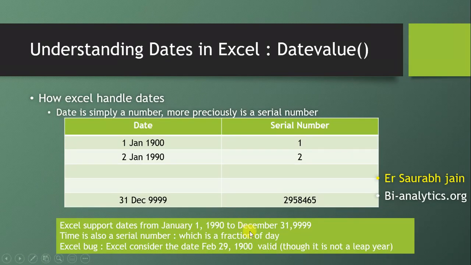Excel supports dates from January 1, 1900 to December 31, 9999. There is also a serial number which is a fraction of a day. Time is also a serial number which is a fraction of a day, and Excel considers the date February 29, 1900 as a leap year, though it is not a leap year. Let's move ahead.